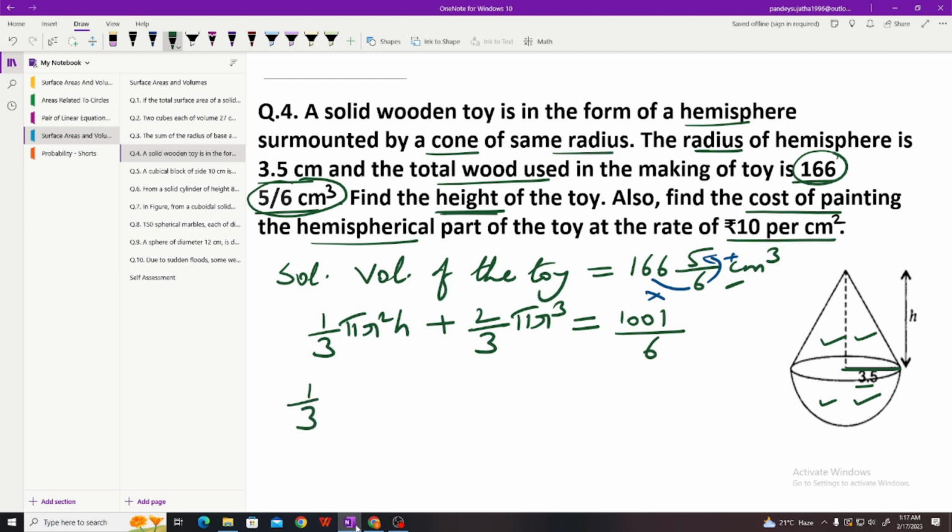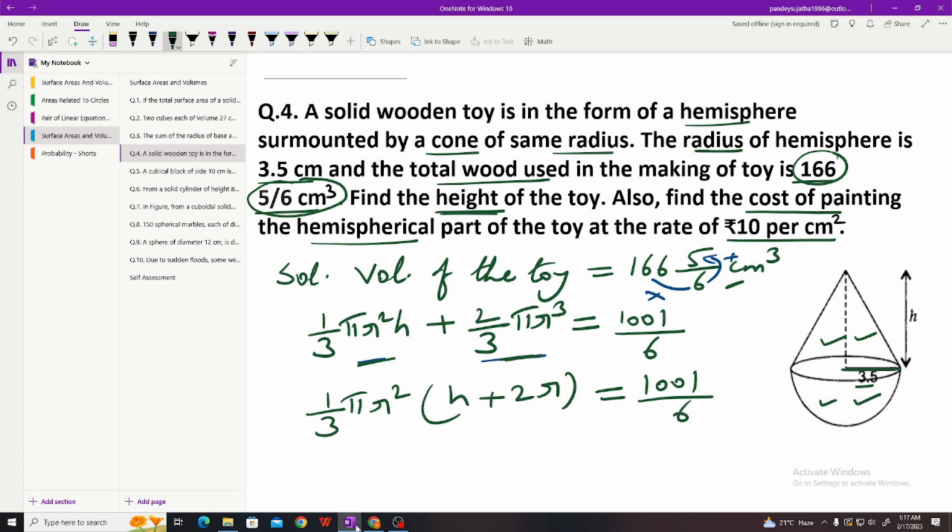Replace the values of pi and the radius. Okay, before replacing the value, just check. In these two terms, what is common? We observe that 1/3 pi r square is common in both the terms. So from this term, h is left, and from this term, 2r is left, which is equal to 1001/6.